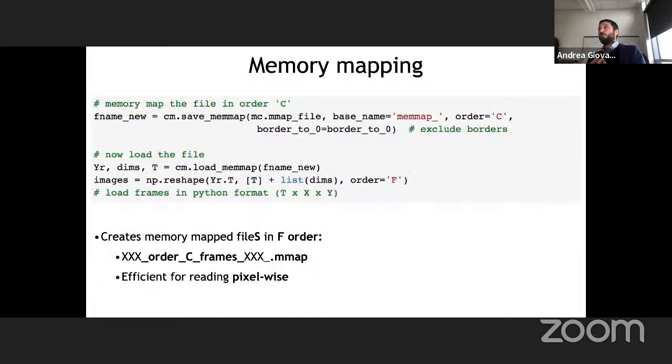Okay, as I mentioned to you before, this data format, the memory map format, is easily readable frame by frame. But what we need for the subsequent analysis is something that is readable pixel by pixel. So loading a chunk of pixels instead of a chunk of frames. So we transform this into what is a C-ordered file. And everything is done in CaImAn automatically and in parallel.